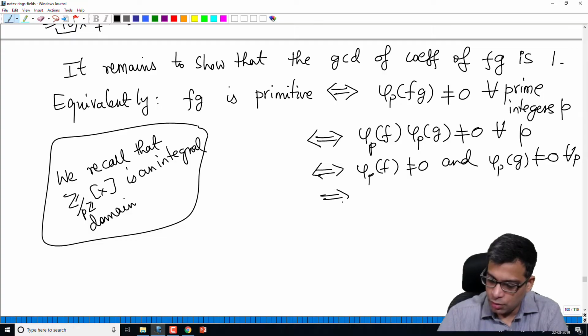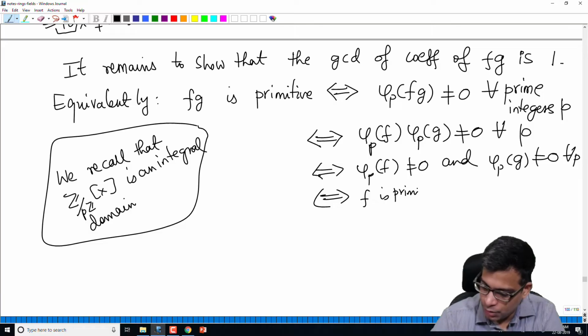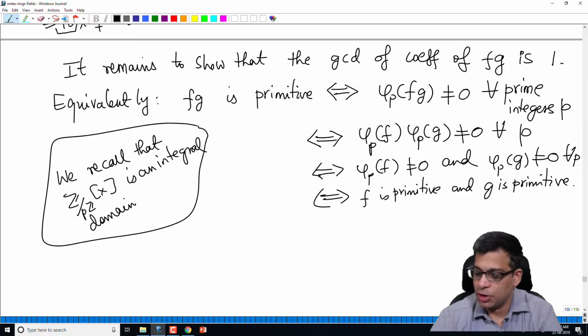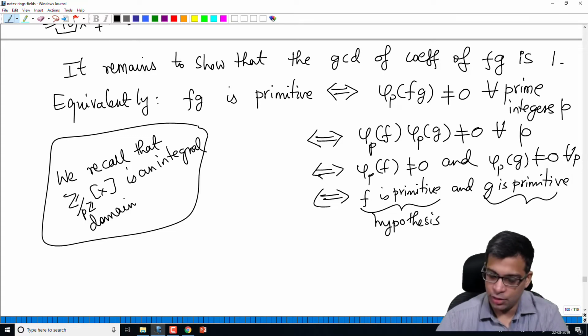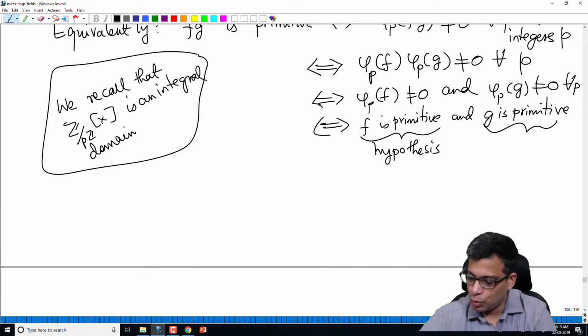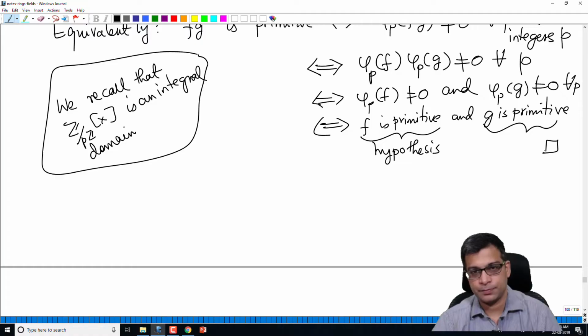But now, what is the meaning of phi p of f not equal to 0 for all p? That means f is primitive and g is primitive. For phi p of g not 0 for all p, that means, because g is a positive degree polynomial with positive leading coefficient, g is primitive if and only if phi p of g is non-zero. But these are hypotheses, right? We are given that f and g are primitive. So this proves that the product of primitive polynomials is primitive. This is a very important thing for us. So if you have two primitive polynomials, their product is also primitive.